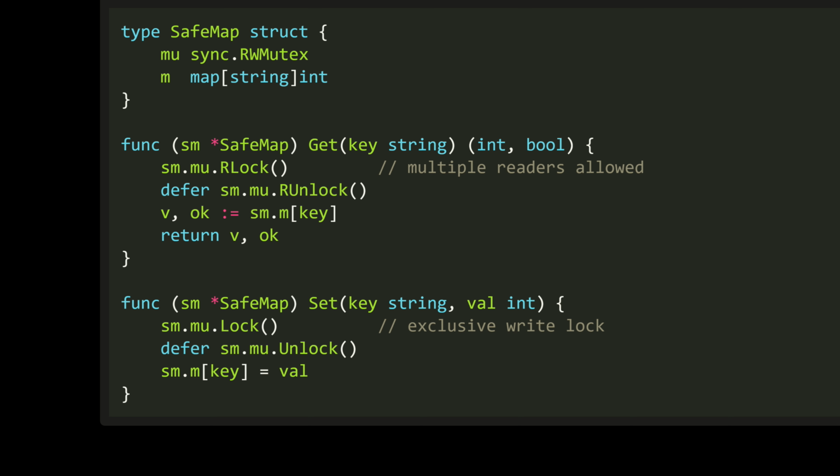For situations where you have many reads and few writes, using an RWMutex or read-write mutex is better. This allows multiple Go routines to read from the map at the same time, but only one Go routine can write at a time. When reading, you use an RLock for read lock, and when writing, you use a regular lock. This improves performance when reads are much more common than writes.